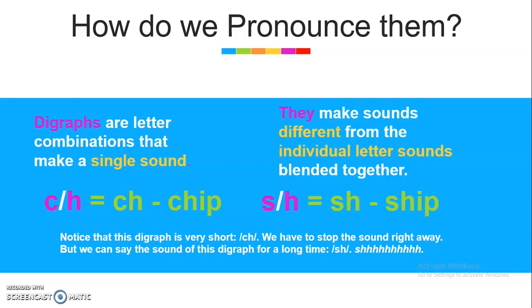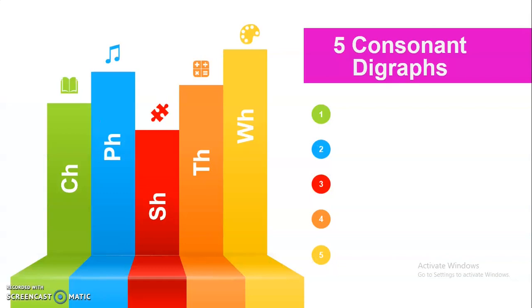Sh, sh, but we can't say sh because you stop right away. Therefore, all individual consonant digraphs have their own unique or different pronunciation. We are going to see them one by one, kids. Today I'm going to give you 5 consonant digraphs that mostly you may find in your books.